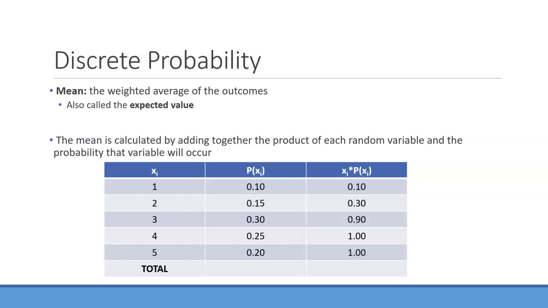1 times 0.1, 2 times 0.15, 3 times 0.3. If we add up those numbers, we get 3.3. 3.3 would be the mean. Now, that's also the expected value, right? So we would expect as a restaurant to get about a 3 out of 5 from our customers.